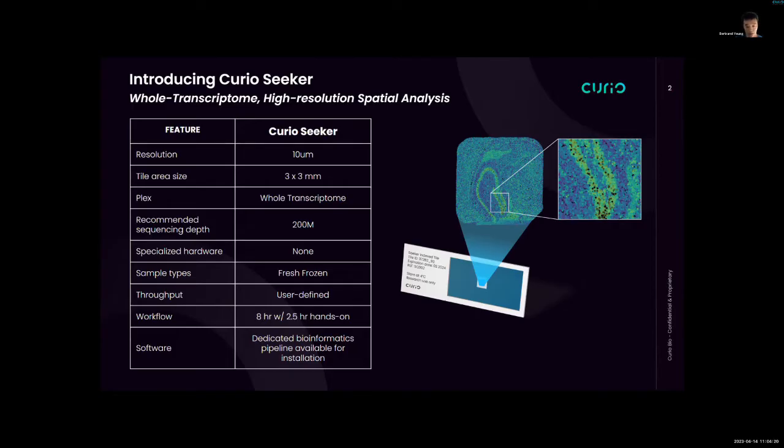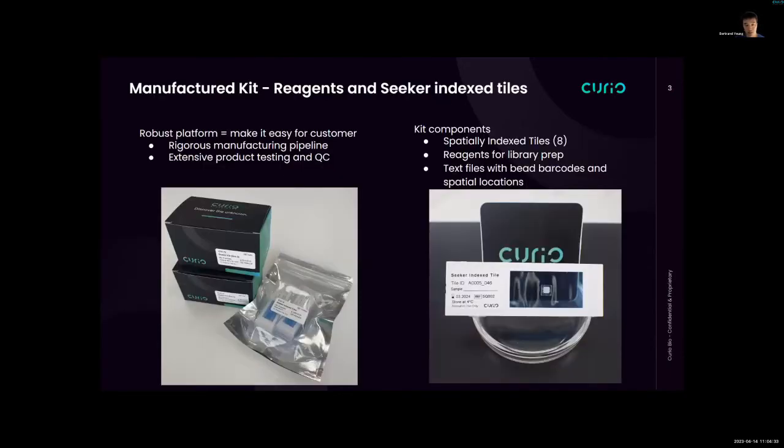We do have a dedicated primary analysis bioinformatics pipeline to convert the FASTQs to the matrix files that you need for secondary analysis. This is the actual kit. On the left, you'll see a few boxes and a pouch with the actual tiles in them. One box goes into -20, one at room temperature, and the slides themselves go in the 4 degrees. Shelf life is about a year from date of manufacture.